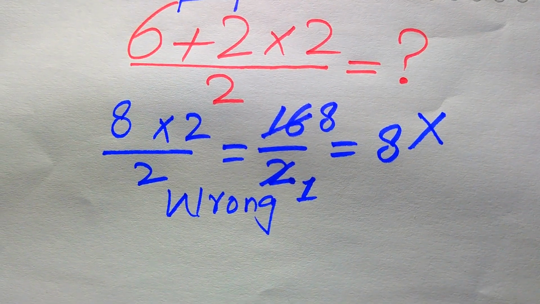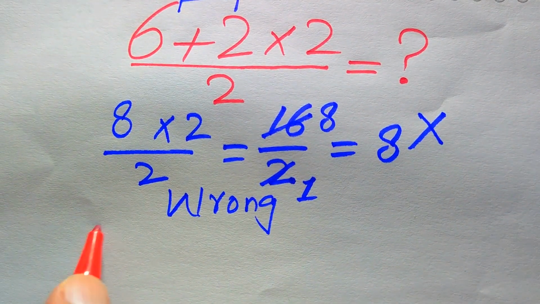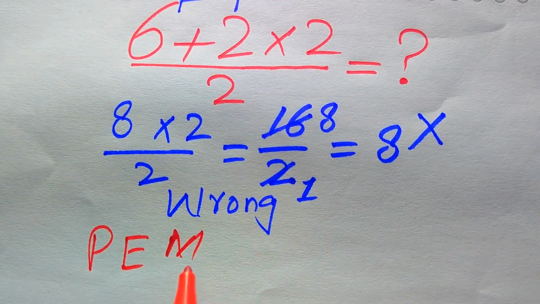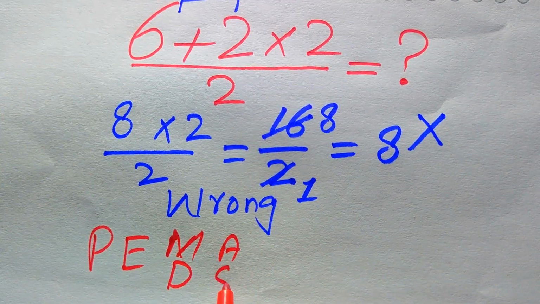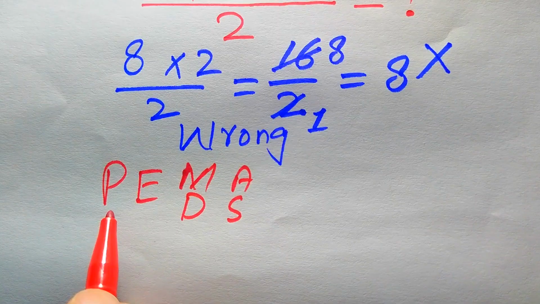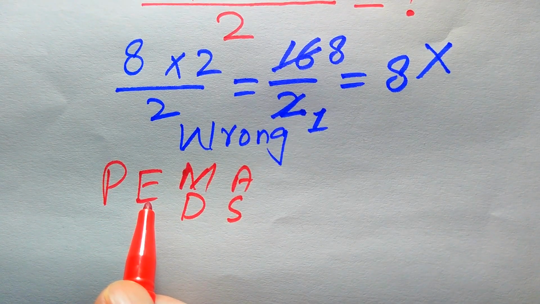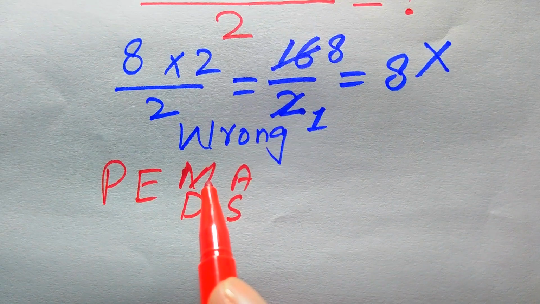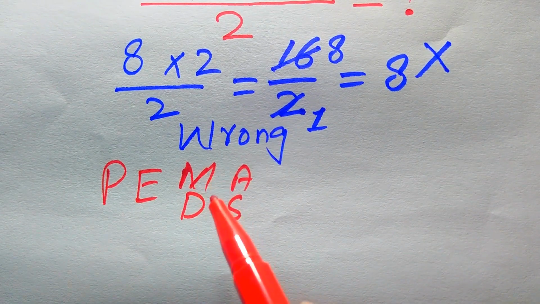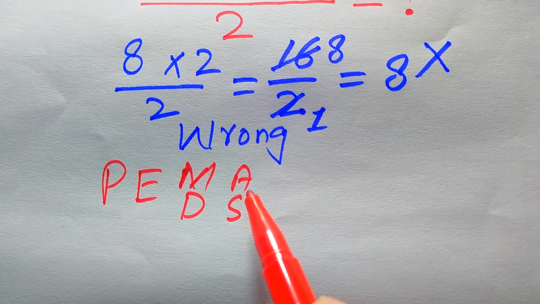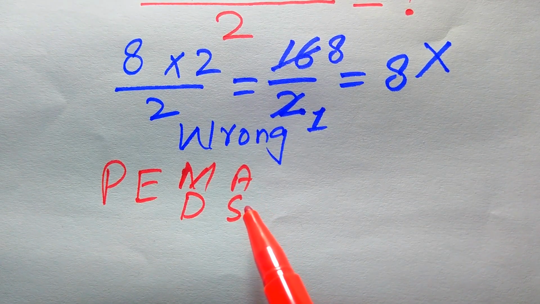So here in this type of question we use the very famous PEMDAS rule. Okay, so you know about that. Here P stands for parentheses, E stands for exponents, M stands for multiplication, D stands for division, and A stands for addition, and S stands for subtraction.